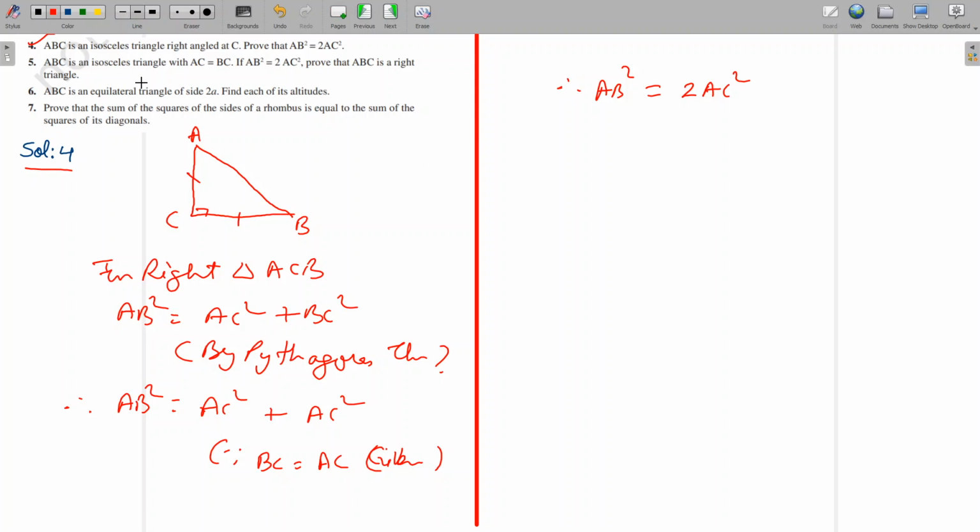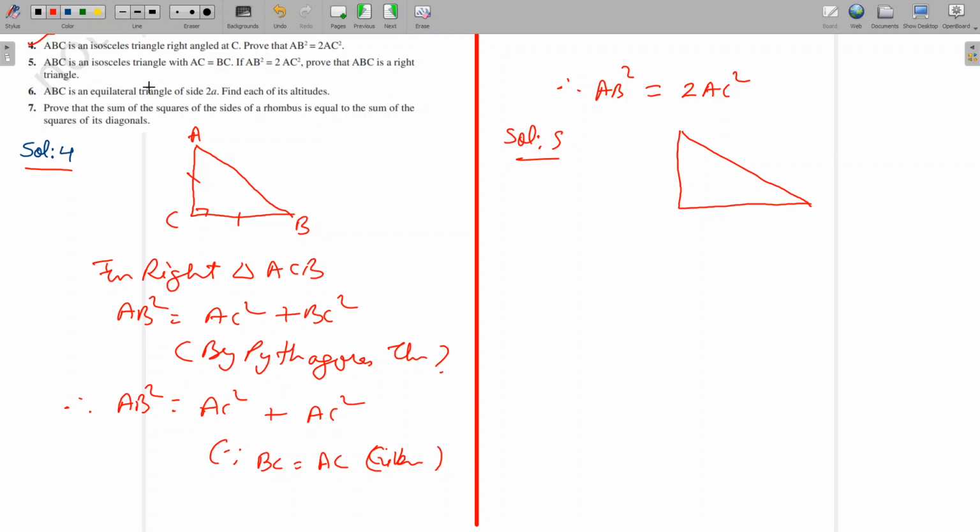It is given here ABC is an isosceles triangle with AC equal to BC. If AB square equal to 2AC square, prove that ABC is a right triangle. Question number 5 is nothing but the converse of question number 4. Let us start doing this question. So first we will draw a triangle. This is a triangle, but we are not saying it is a right triangle. Simply we are taking it as a triangle.